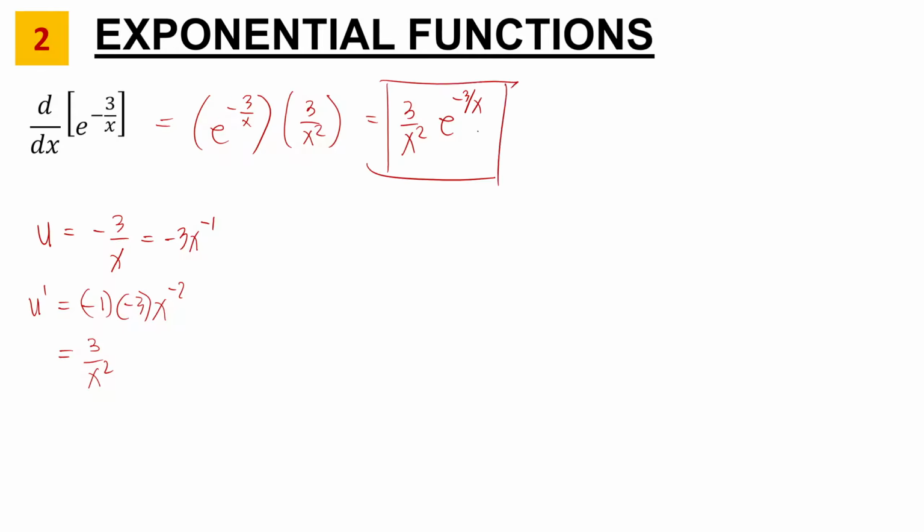Or if you don't like to see a negative exponent, we can also write this as 3 over x squared e raised to the 3x. They are just the same thing.